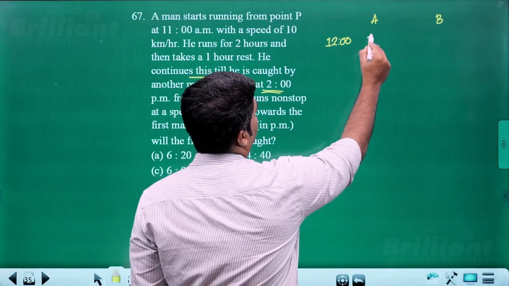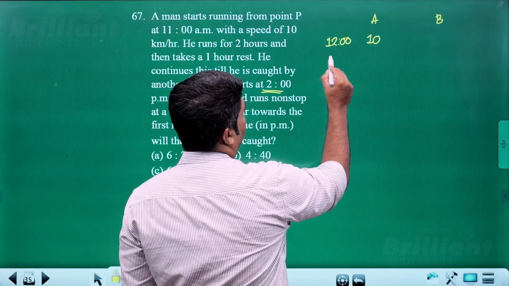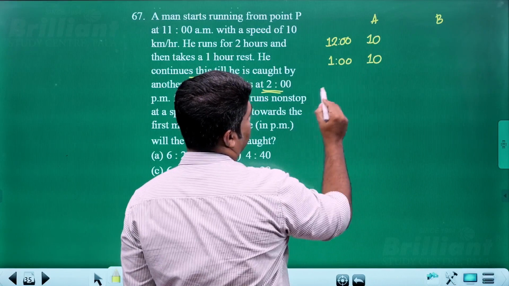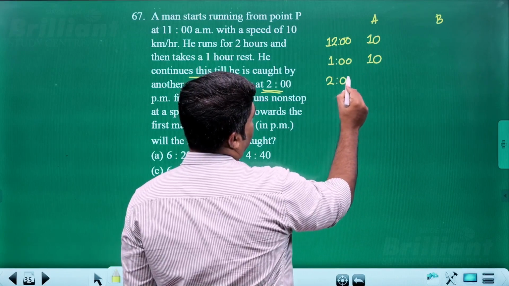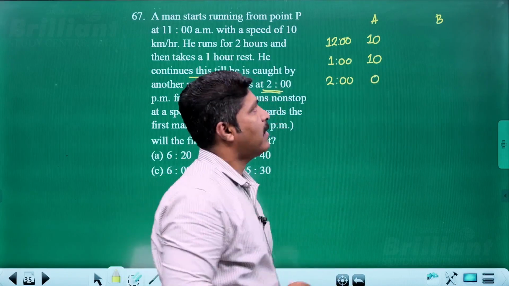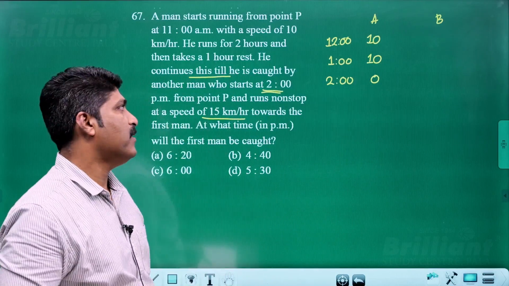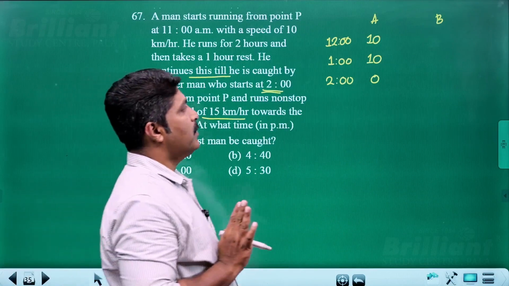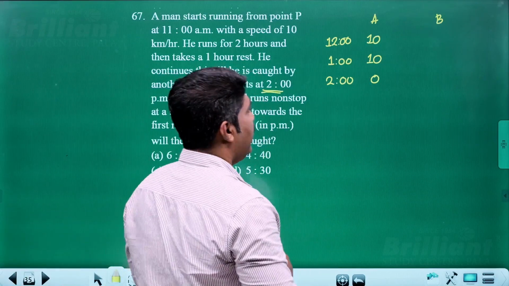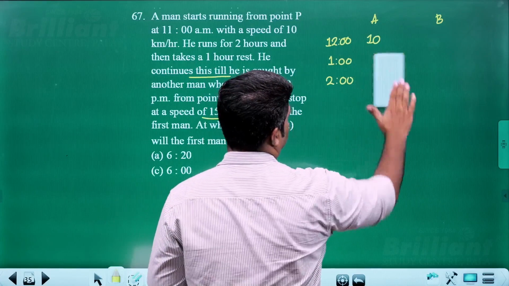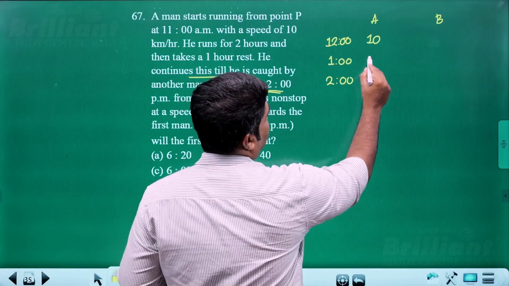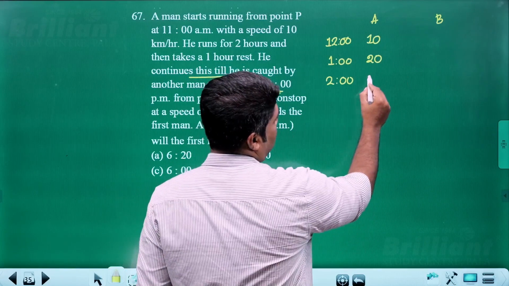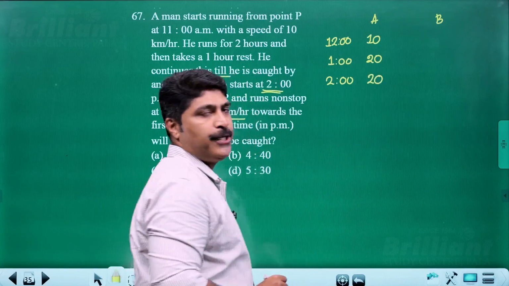This first person covered 10 kilometer. And at 1 o'clock, he covered 10 kilometer. And at 2 o'clock, he is not completing any further step of distance because he is at rest. This is the idea. Therefore, we have to consider it in a cumulative manner. At 1 o'clock, he covered a total distance of 20 because 10 plus 10. At 2 o'clock, he covered a total distance of 20.